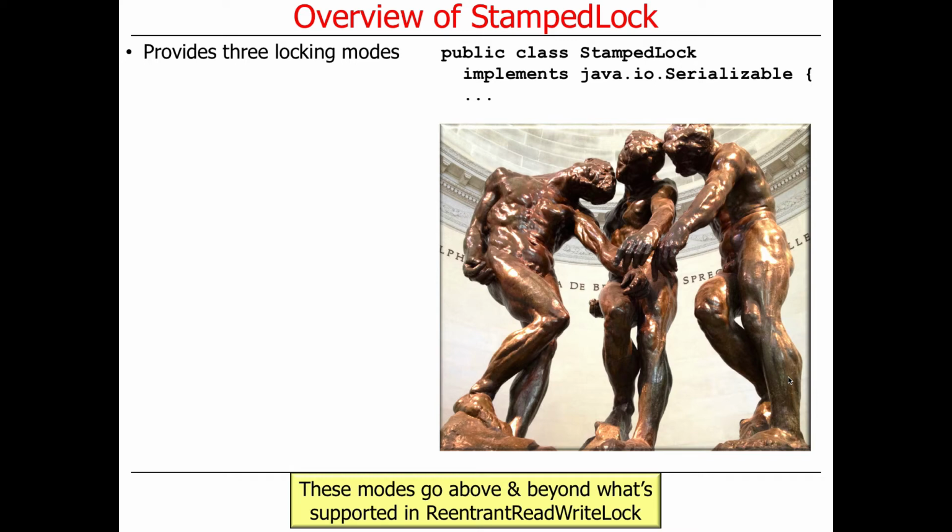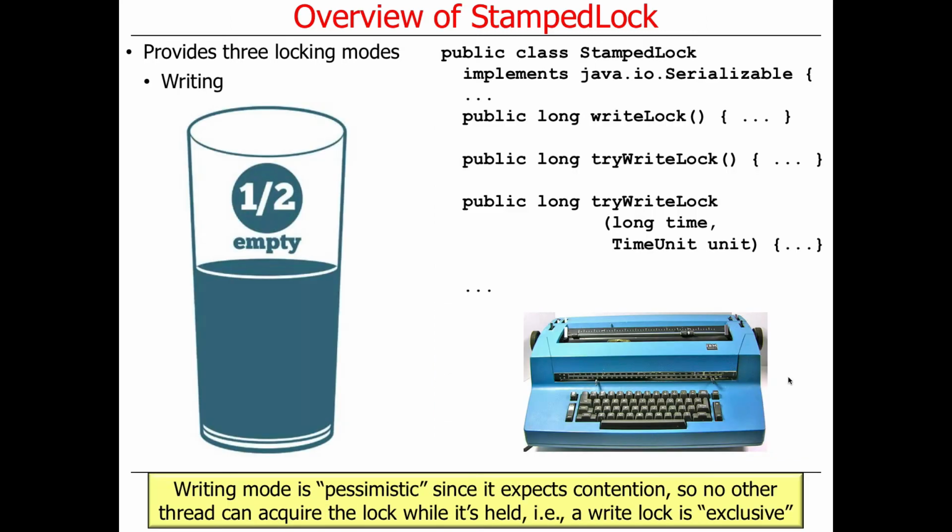There are 3 types of locking modes, and many of these go way beyond what's available with the legacy ReentrantReadWriteLock. There's writing mode, and writing mode is a pessimistic mode. What that means is when you use write mode, you're expecting there to be contention, so you're going to acquire the lock in write mode. As you'll see, you're actually going to block, if necessary, until you can have exclusive access to that StampedLock. I always think of writing mode as the glass being half empty, because it's pessimistic. It's not half full.